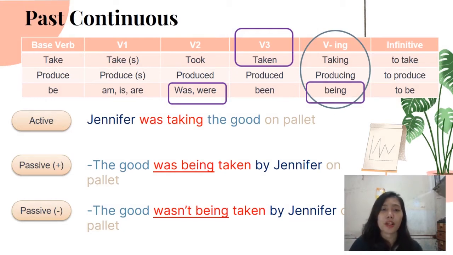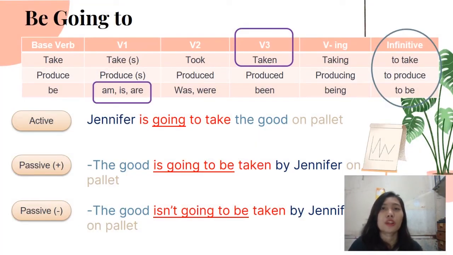And also the past continuous, still using the verb in column. For the example, Jennifer was taking the goods on pallet. If we change to a positive passive sentence, the goods were being taken by Jennifer. And if we change to a negative passive sentence, the goods weren't being taken by Jennifer.